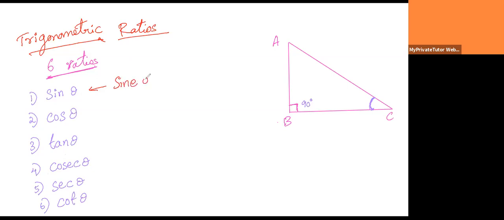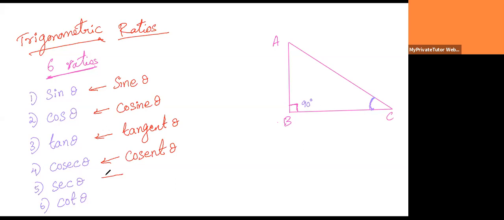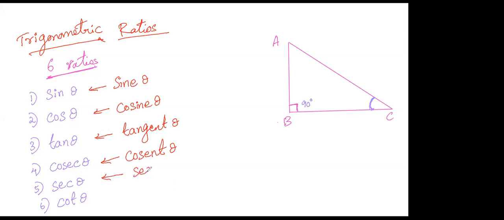Sine theta, which is nothing but sine. Cosine theta, which is cos. And the tan theta is tangent. Cosecant theta is cosec. And secant.